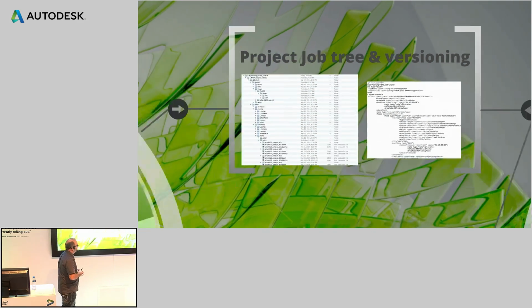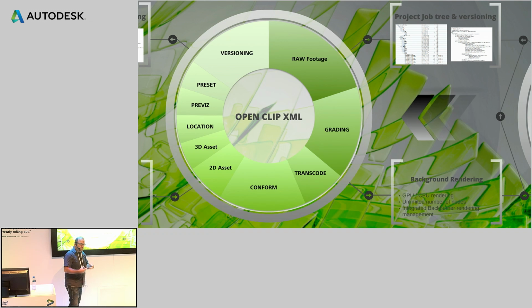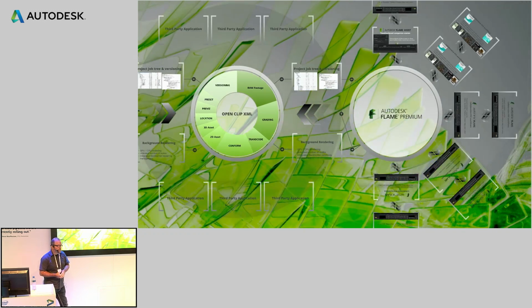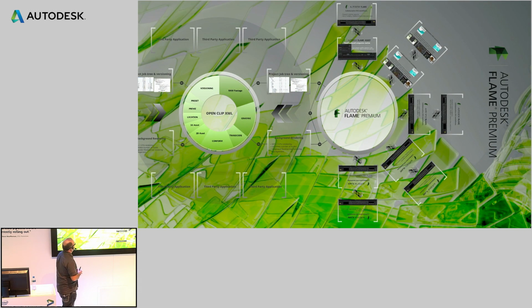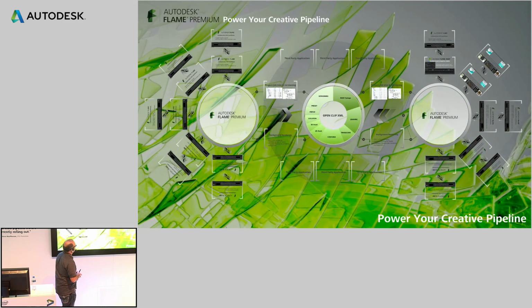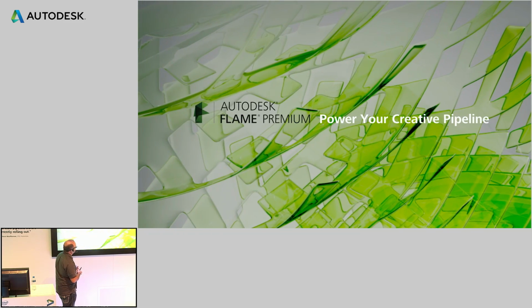The XML pointer clip is really Flame's proprietary way of linking back to its own timeline. But that's good. That's something that we're going to need. I'm going to show you that working with Maya as well. Here we also want to point out that this open clip XML is the metadata that we use.